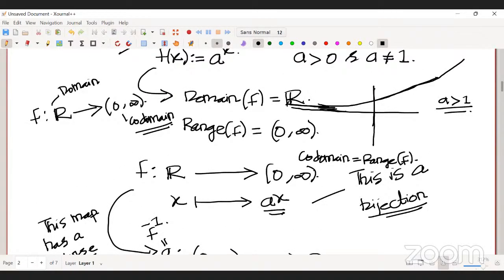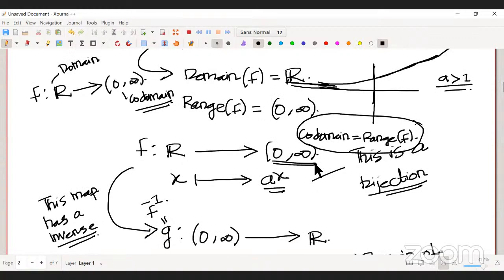I defined this map from R to 0, infinity, and it turns out that this map is injective as well as surjective. Surjective means what? Here the codomain and the range are the same. So that means this is a bijective map. Since this is a bijective map, only then can I talk about its inverse, and that inverse is precisely your logarithmic map. Is it clear?